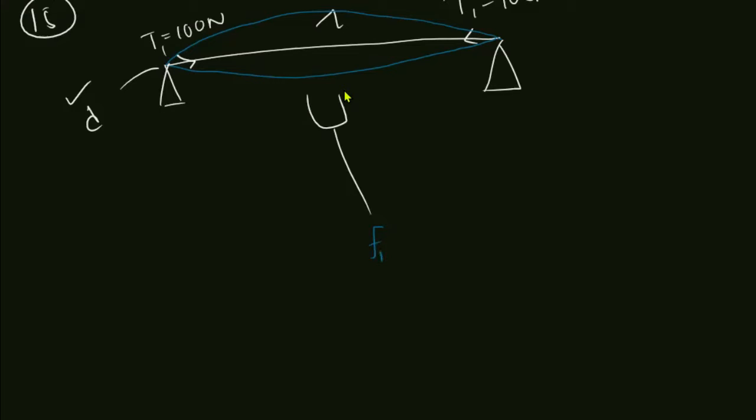Let's assume this is f1, and the frequency produced by the wire is f2. So let's consider f1 minus f2 equals 5 hertz. Obviously f1 minus f2 is the beat frequency, fb, and it is 5 hertz.